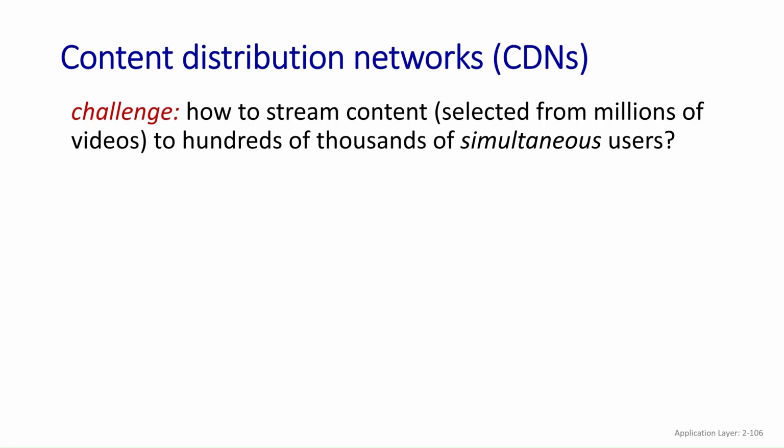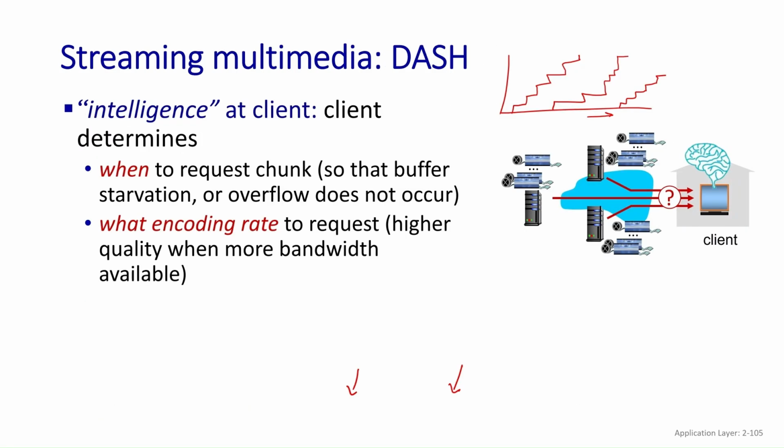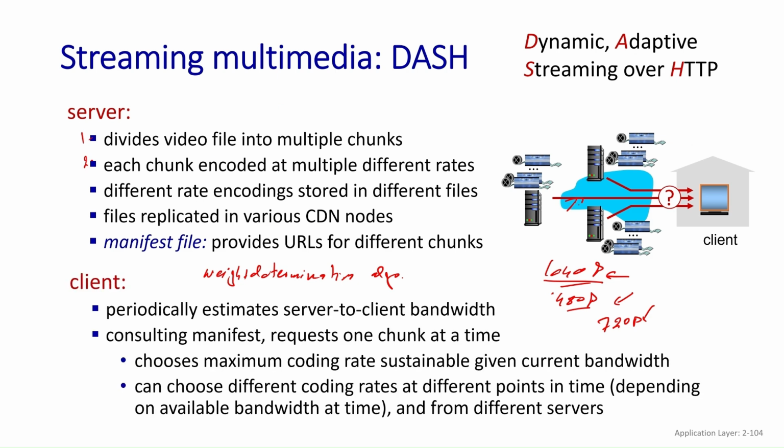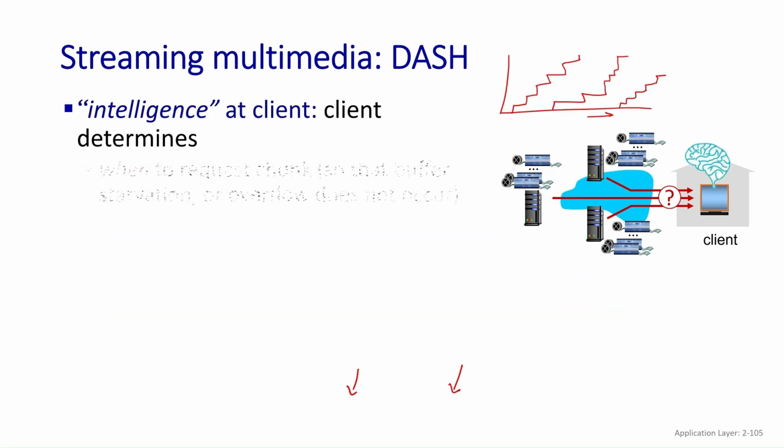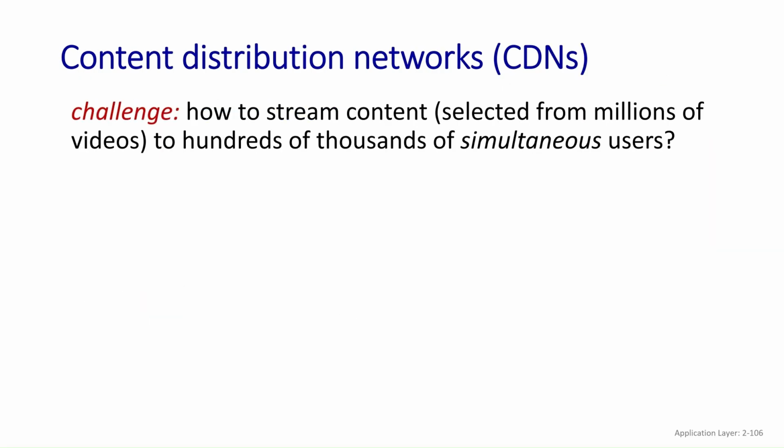Okay, now if we talk about streaming video, what we do is we replicate the files into various CDN nodes, right? CDN is known as content distribution network or content delivery network. So the challenge is how to stream content selected from millions of videos to hundreds of thousands of users simultaneously, right?